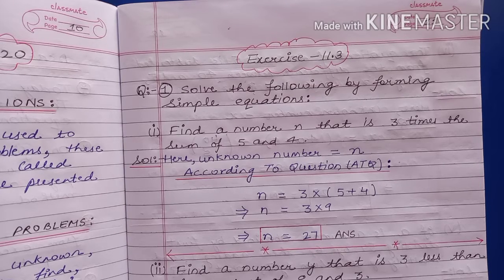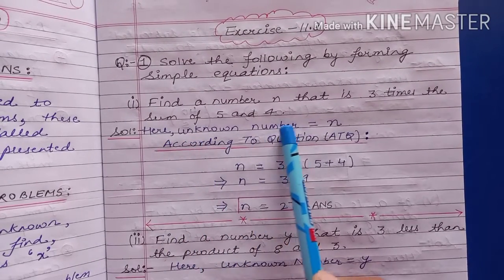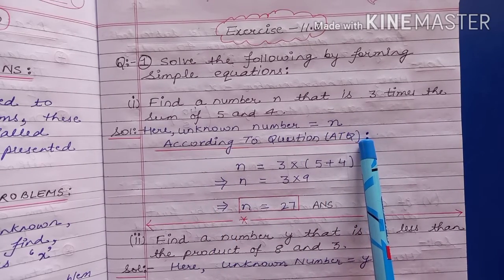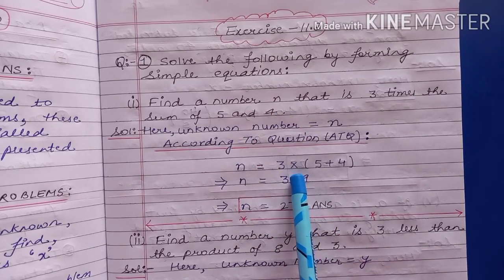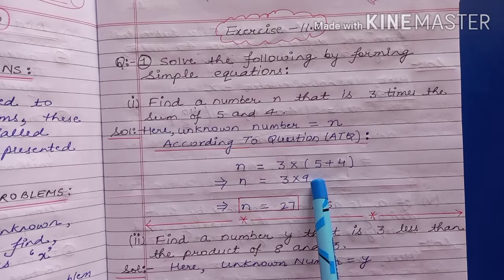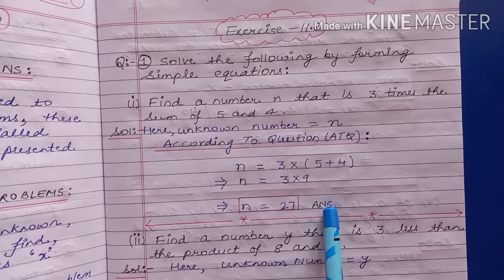First question, the heading is: solve the following by forming simple equations. In the first part of the first question, he said find a number n, here the symbol used for the number is n, that is 3 times the sum of 5 and 4. So here the unknown number is n. According to question, ATQ is the abbreviation for according to question, he said n is 3 times the sum of 5 and 4. So it means n is equal to 3 into the sum of 5 and 4, that is 5 plus 4. 5 plus 4 is 9, so n is equal to 3 into 9. So n is equal to 27 is the answer.